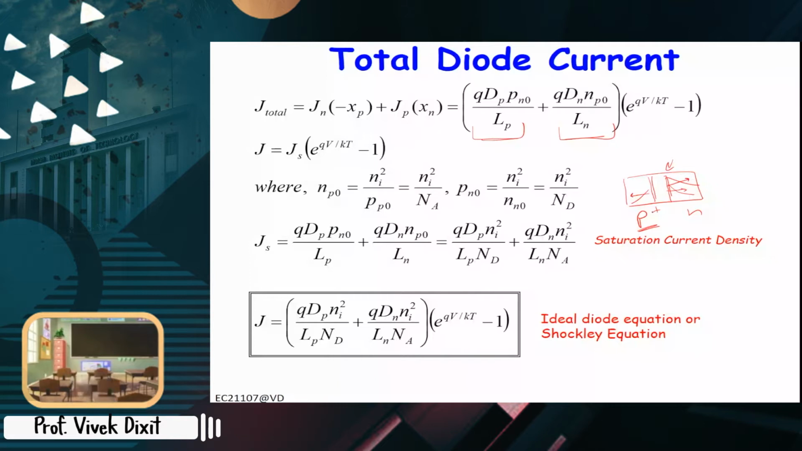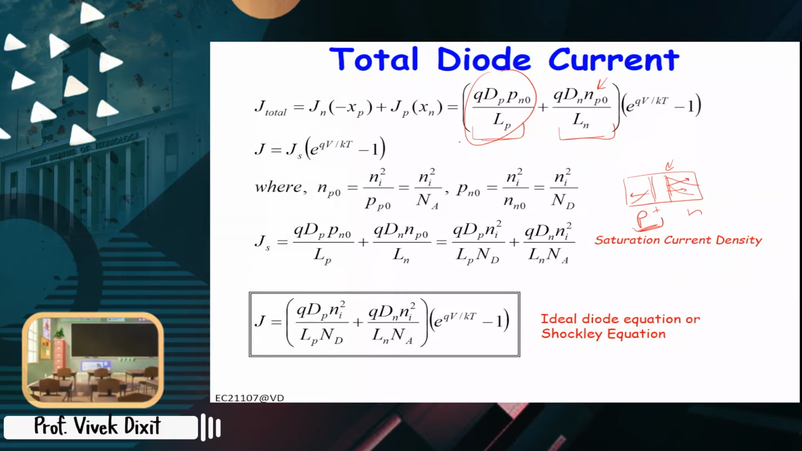Now if you see here P plus, that means minority concentration is very less here, right? So this will be very less, right? For P plus, the minority concentration is NP0, right? So this first term will dominate for P plus N. For N plus P, of course, the second term will dominate. So this is basically one-sided junction.